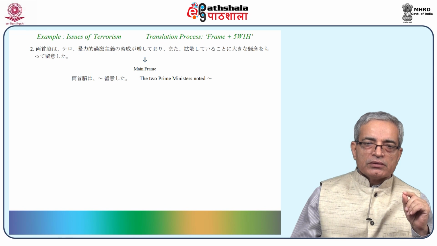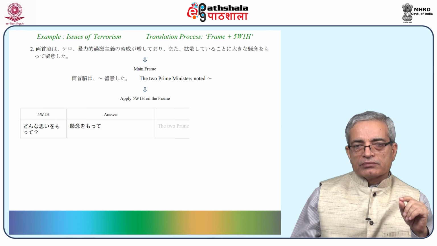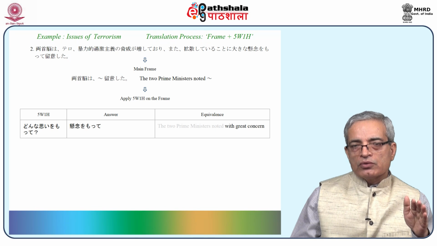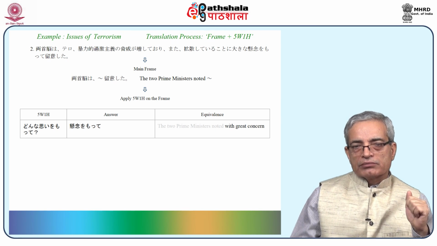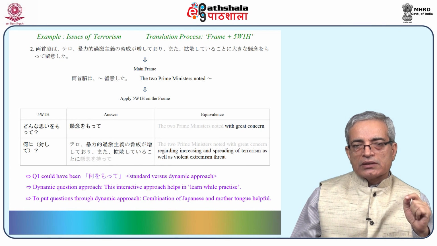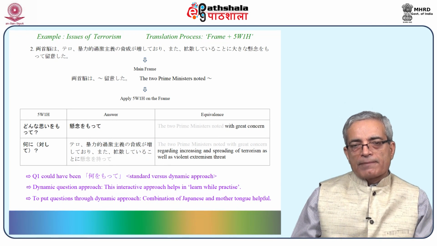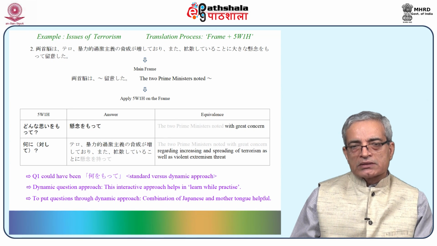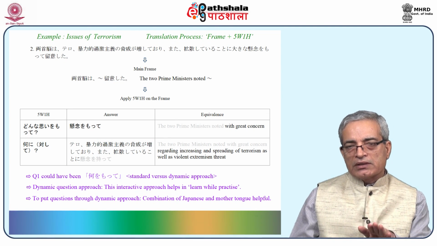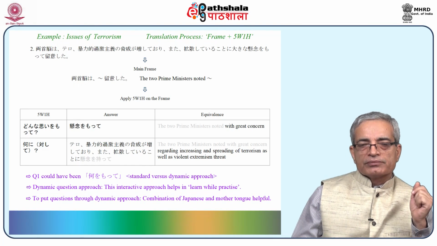Ryoshuno wa ryuishita. Okay. Donna omoi o motte ryuishita desu ka? Kene no motte. Okay. Nani ni taishite? Tero, 暴力的過激主義の脅威が増やしており、また拡散していることに。 Okay, mashite ori mata kaksan shiteiru koto. So there is one increasing and then the other is spreading. Okay.